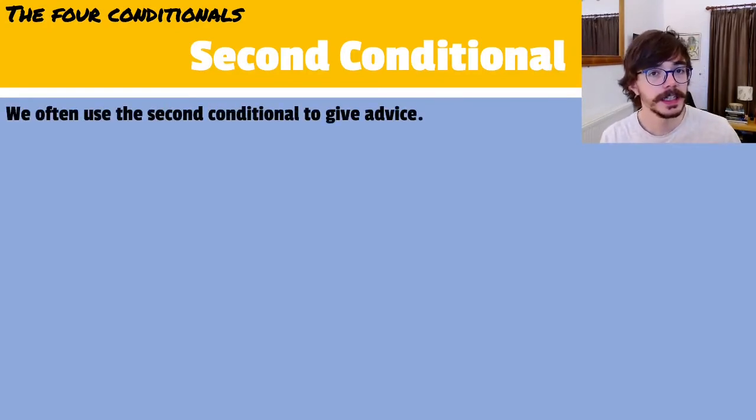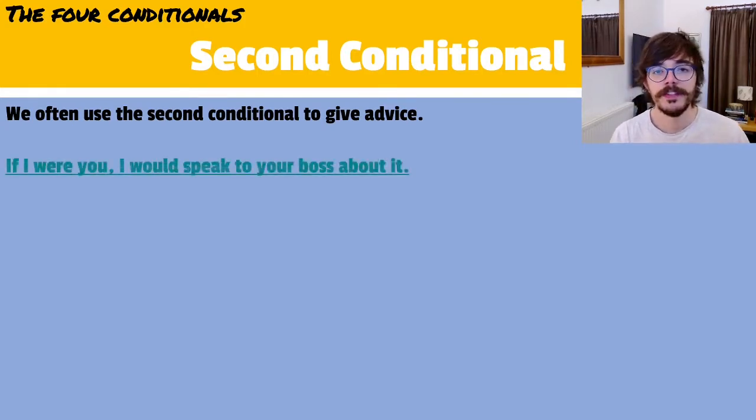Okay, so we often use the second conditional to give advice, because we often say, if I were you, I would speak to your boss about it. Yeah, I see you have a big problem, that's a difficult situation. Well, if I were you, I would speak to your boss about it. Now, we say that in the second conditional because we're talking about unlikely things. Well, I can't be you, I'm me. Okay, I'm not you, so I can't be you. But if I were, what would I do? Well, I would speak to your boss.